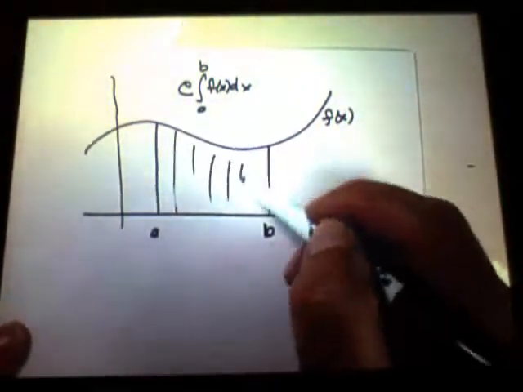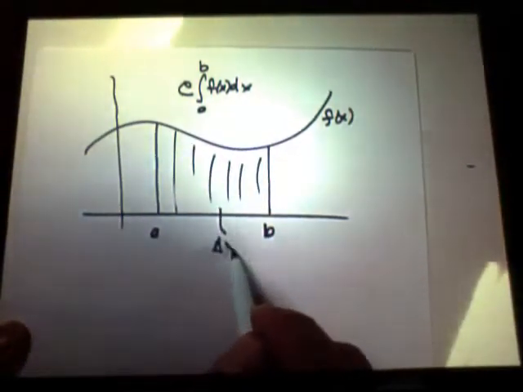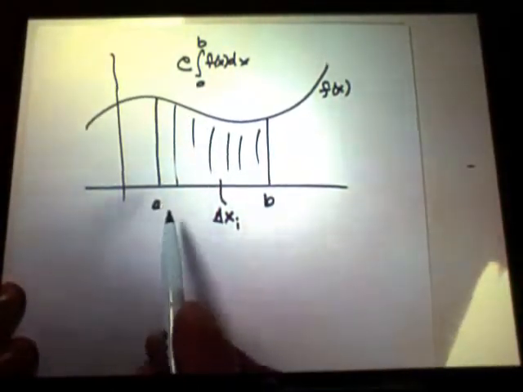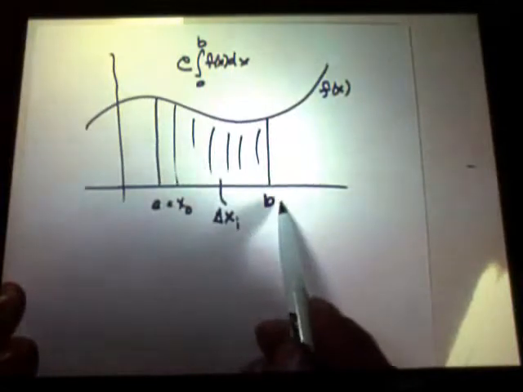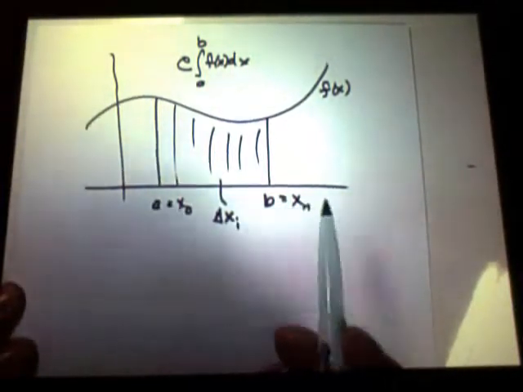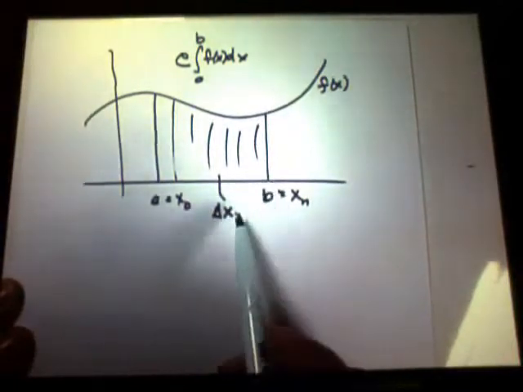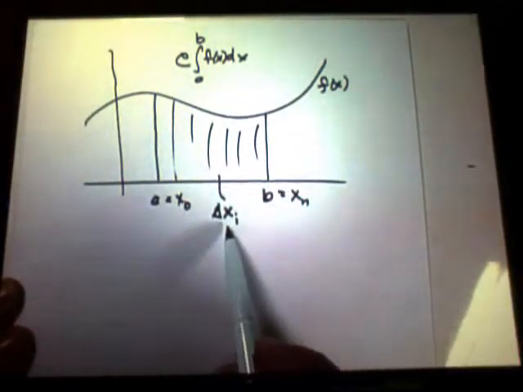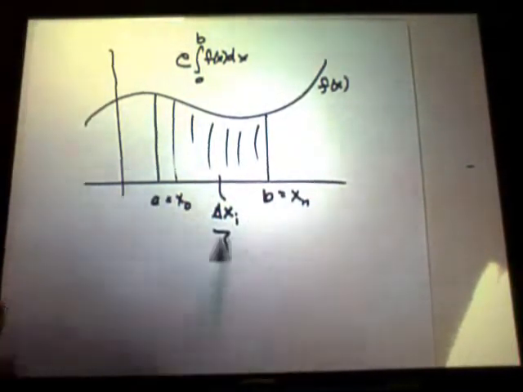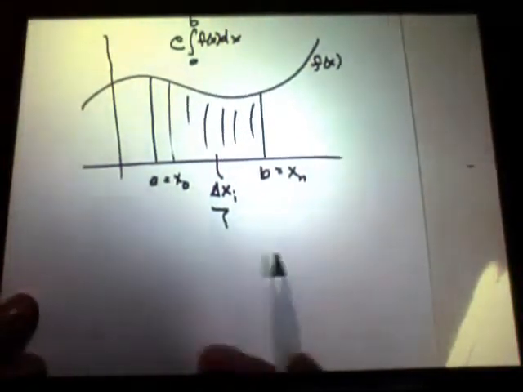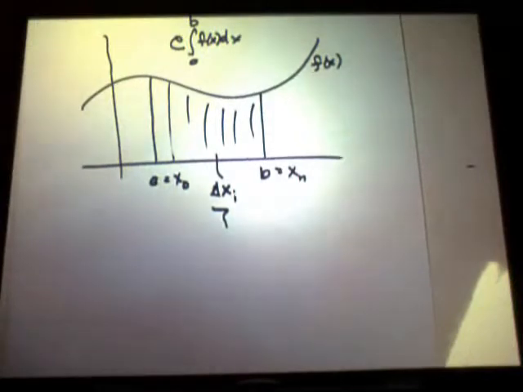I do a partition, right? And then I have this little width dxi. And of course, A is x0, and B is xn. So I have n plus 1 division points here, partition points, and I have n intervals. Do these all have to be the same size? No, they don't. Typically, to do sums, we often choose them to be the same size, but they don't have to be. It's not integral to the definition.